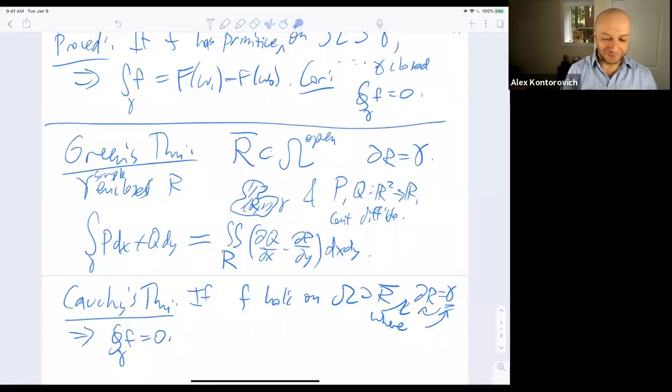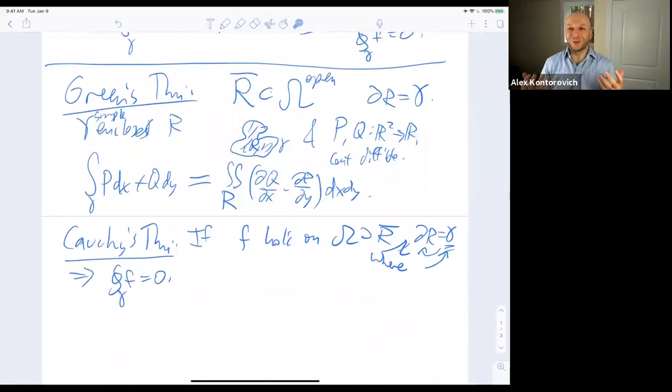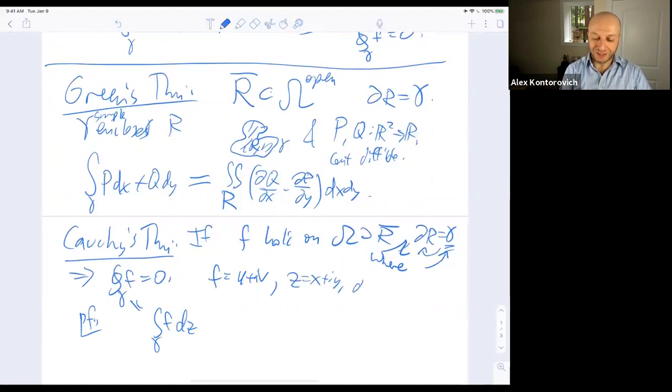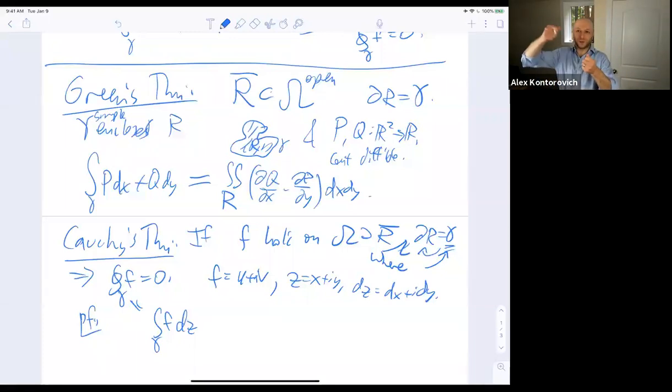Okay. Let's see how he proved this, and let's see what the issue was. What's the proof? Well, you apply Green's theorem, right? What is this integral? This integral over gamma f dz. Let's say f is equal to u plus iv. And what is z? Z is x plus iy. So what is dz? I mean, it's just dx plus i dy, right? As a differential. What does it mean to wiggle z? Well, you wiggle x and you wiggle y, and that's what it means to wiggle z.